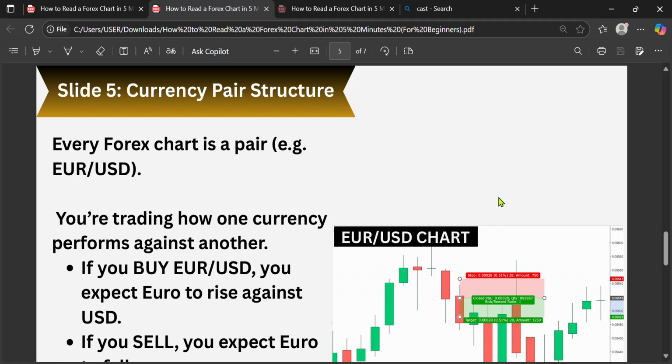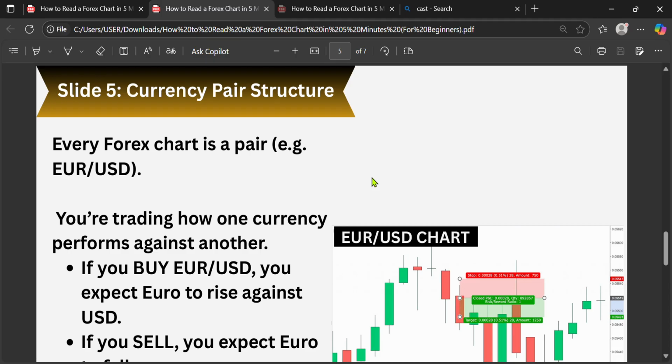Now, currency pair structure. Every forex chart is a pair. And what is the meaning of a pair? A pair is two things. Two things means that you're trading one currency against another. For instance, we have Euro USD here. This is a pair. Euro USD is a pair. You're trading this against this.